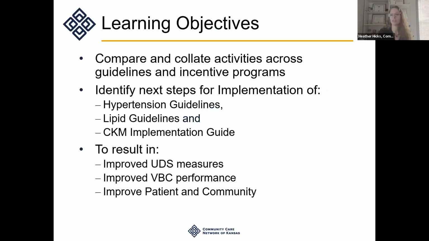So let's just jump in and go back to the learning objectives. This is what we're going to look at: the hypertension and lipid guidelines and the CKM implementation guide. NACHC also has a diabetes and hypertension guide, which is currently being re-reviewed, and the updated version will be out soon, so we'll have that to look at too. It's similar to what it has been. The point of all of this is that the things in the hypertension guidelines, the lipid guidelines, and the CKM, the cardiovascular kidney metabolic implementation guide, affect our UDS measures. They affect our value-based care measures, and they absolutely impact our patients and communities.